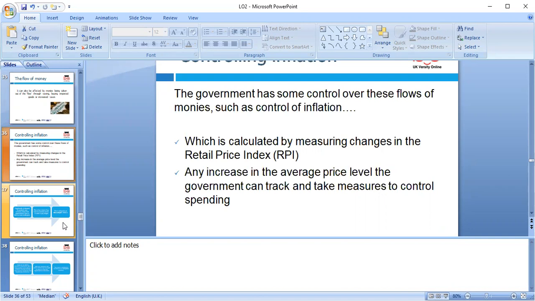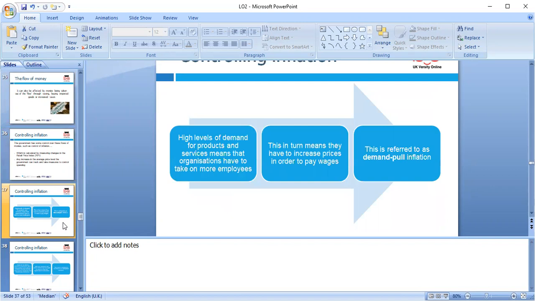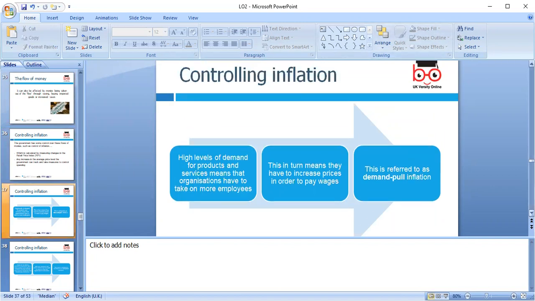We can look at how much inflation there is, and the companies too, because of course the purchasing power or disposable income of the people will drop. So we need to be controlling inflation. With the government's monetary policy, a high level of demand for products and services means organizations take on more employees, but in turn have to increase prices in order to pay the wages, and this can be demand-pull inflation.